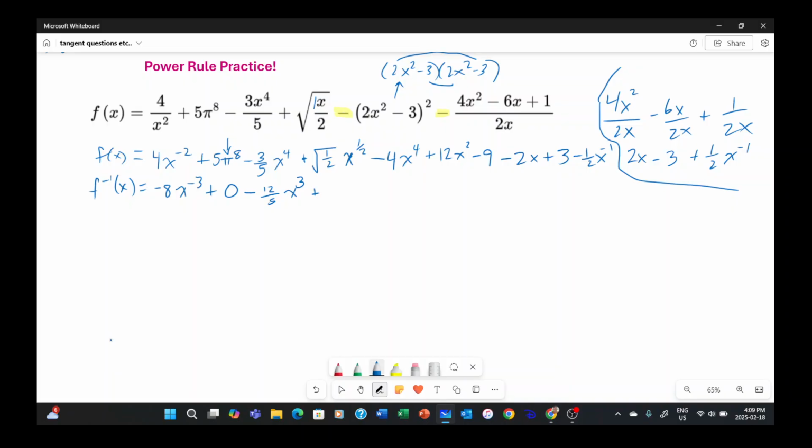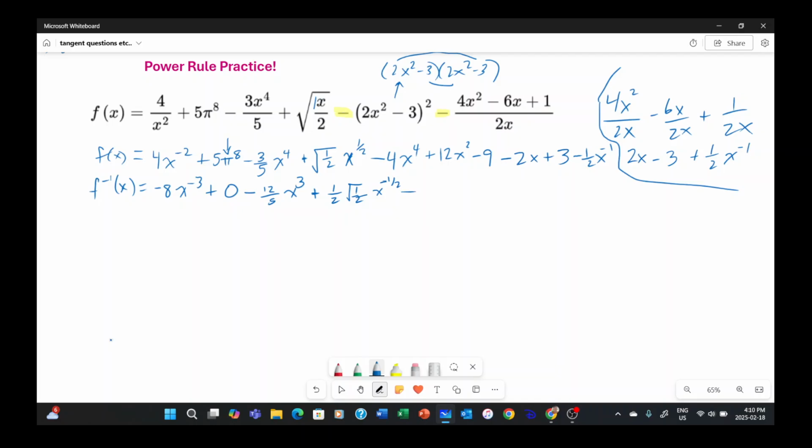This one over here, like I said, causes a lot of people grief. They feel like they need to do something with the roots and everything, but you don't really have to. The half comes down in front. The 1/2 under the root stays there. And then you just reduce the exponent by 1. So half becomes negative a half.